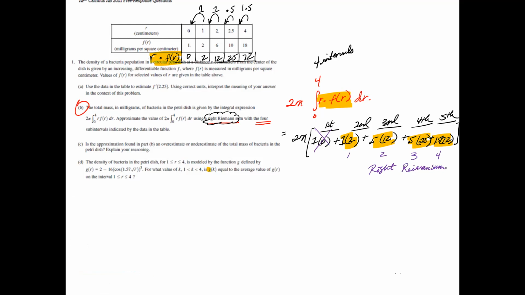Okay, so with that said, grab your calculator, multiply this part out, and don't forget to multiply it by 2 pi. So everything here, if you multiply it, is going to give you 134.5 times 2 pi, which is going to give you 845.088 milligrams. And that is your answer.